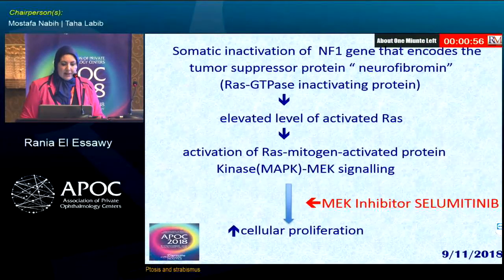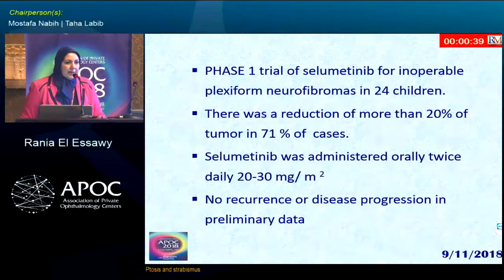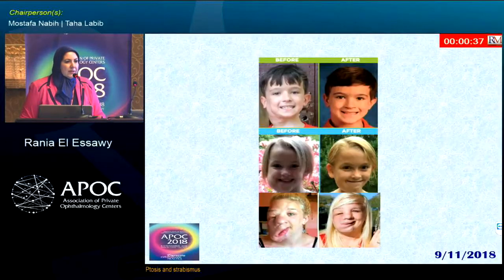And in the first data of phase 1 trial of selumetinib for inoperable plexiform neuromas in 24 children, there was a reduction of more than 20% of the tumor using this new treatment, and it was administered orally, and there was no recurrence or disease progression in preliminary data. And these are the survivors of this MEK trial, which is going to be the hope to make this treatment the first line of treatment in neurofibromatosis, allowing for easier debulking surgical operation. Thank you very much.